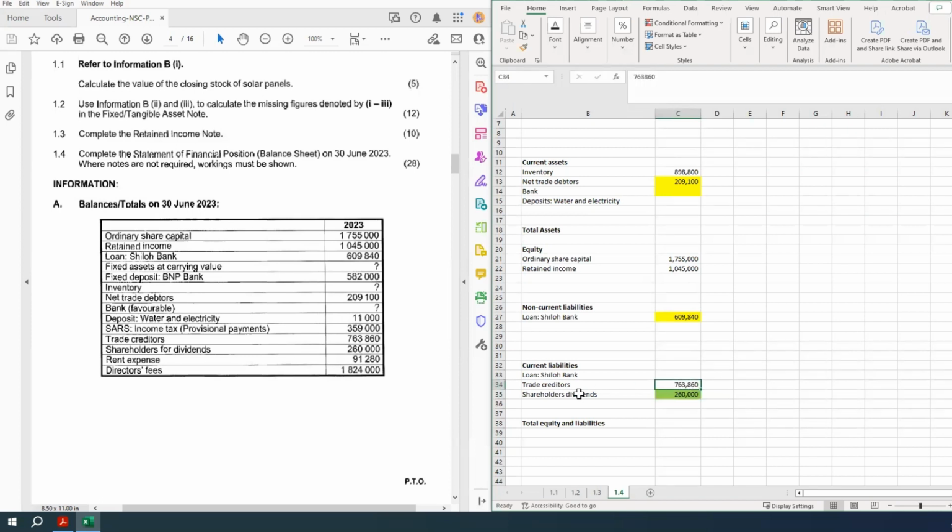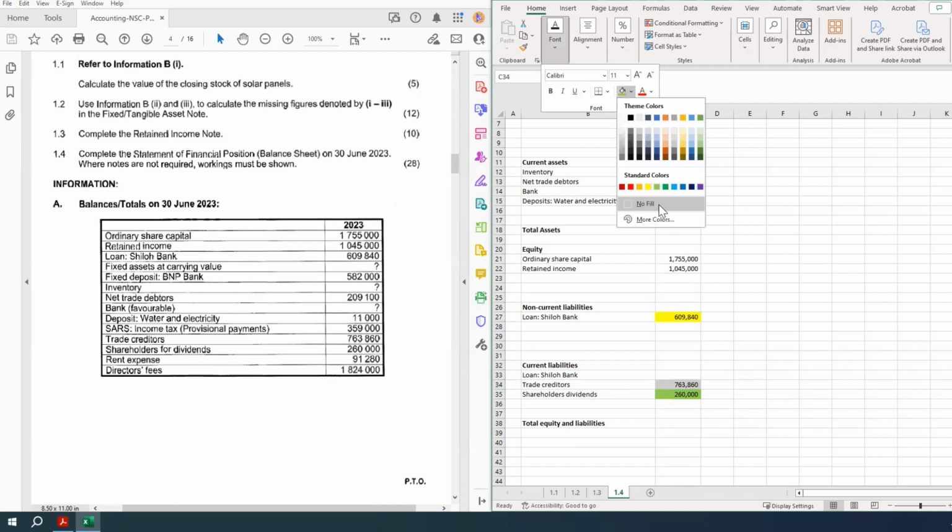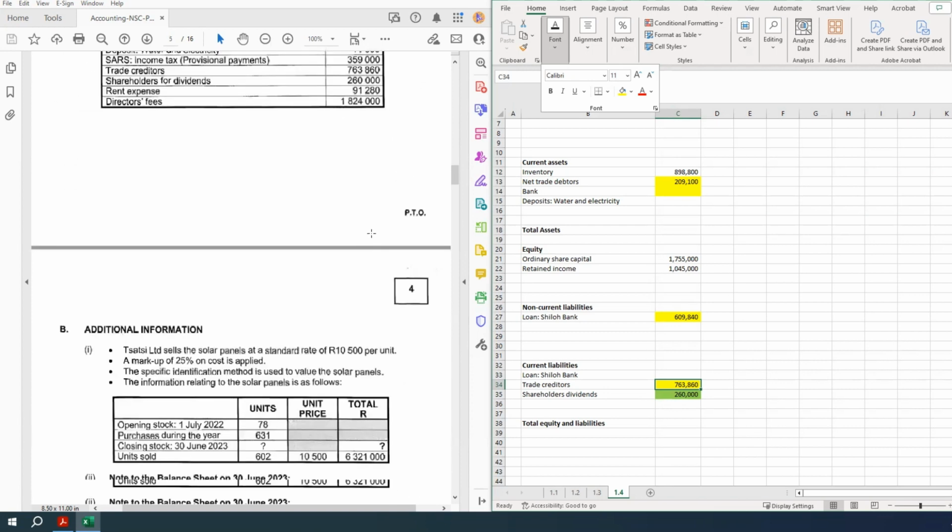Okay, and then the trade creditors, so this I'll put in yellow for now. Okay, and then we've got rent expense and director's fees. So nothing else that is balance sheet related at this point in time. All right, so then let's go through the additional information.